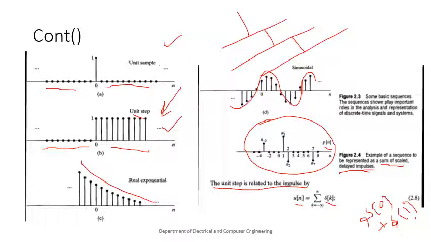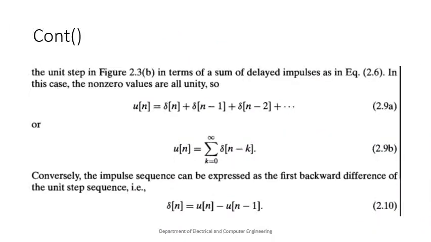However, one thing is missing. We need to shift this. First we need this, then we need to shift it to here, then we need to shift it to here. So we need some sort of shifting. Let's see how this shifting is done in the next slide. So this is how we can obtain the unit step.